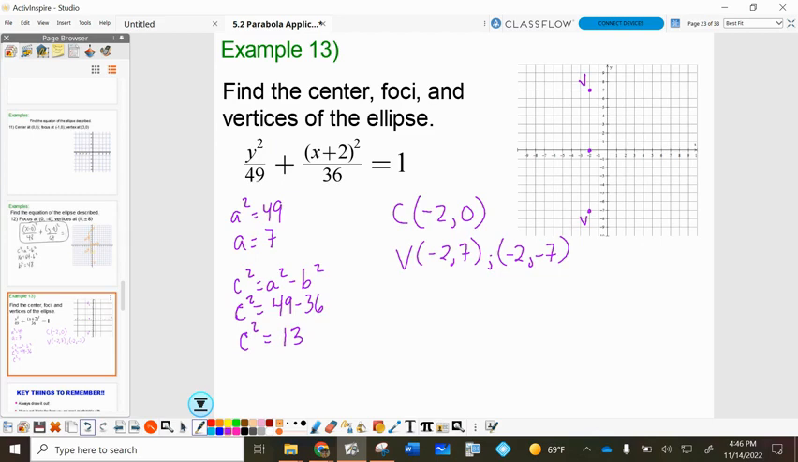Okay, and then so they want the location of the foci. So c will be plus or minus square root 13. It's going to be in the same direction as the major axis, so in the same direction as the vertices. So our foci, that's the plural of focus, are going to be at -2, root 13 and -2, minus root 13.